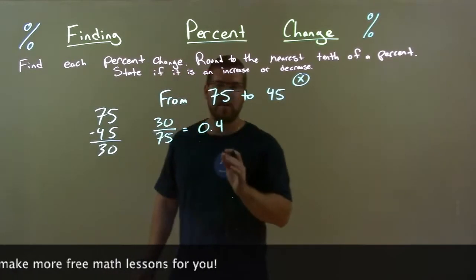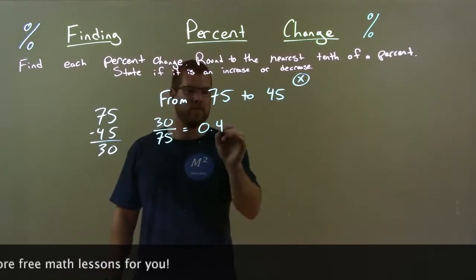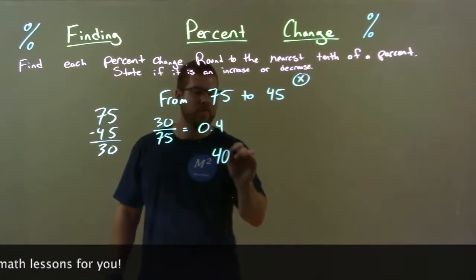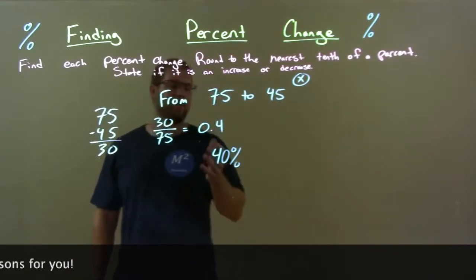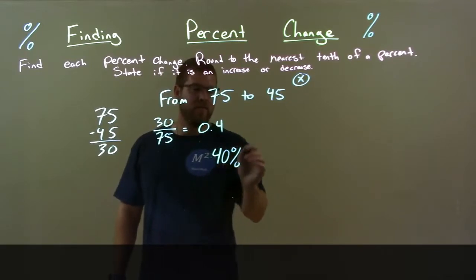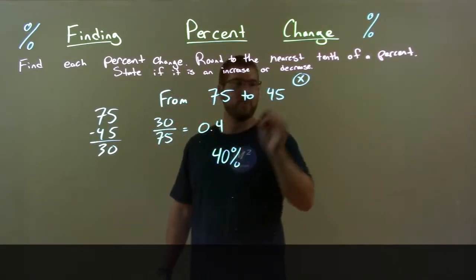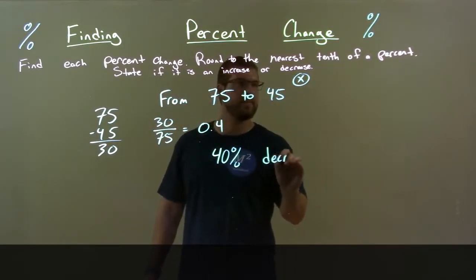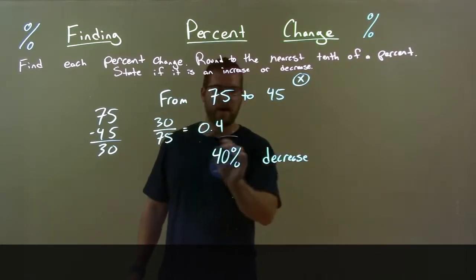We need to convert that to a percent. Well, the decimal place 2 spots to the right makes that to be 40%. And there's nothing else afterwards to the nearest tenth already because there's nothing there. So my final answer is 40% and then a decrease. And there we have our final answer.